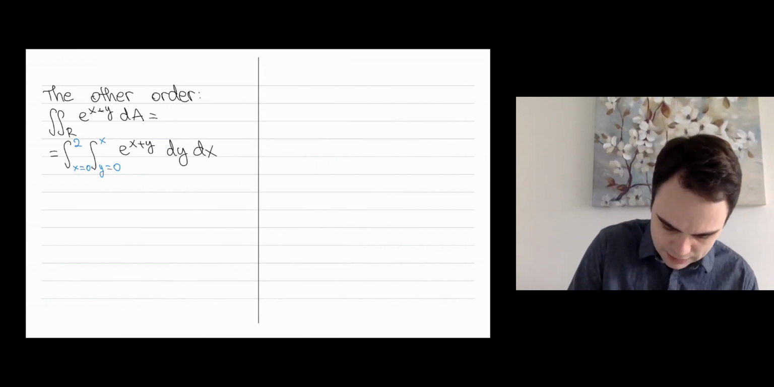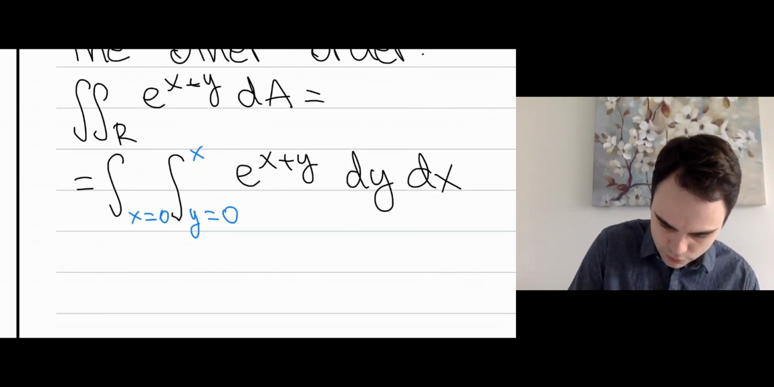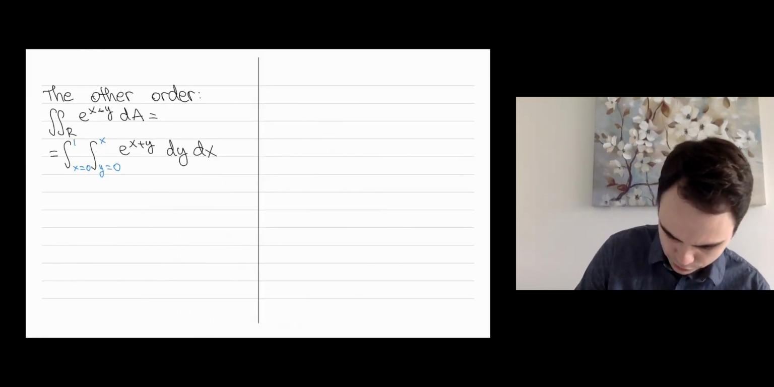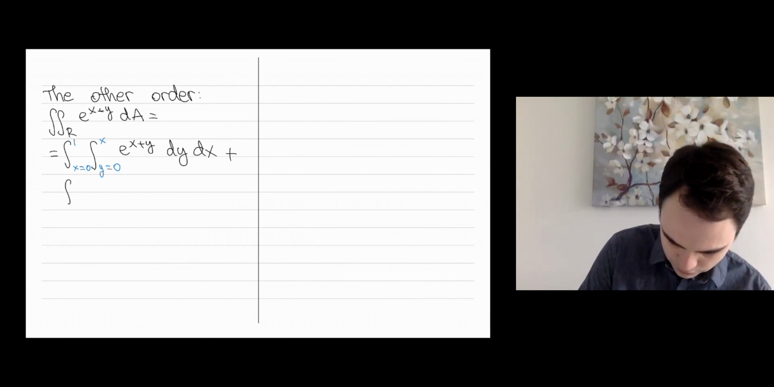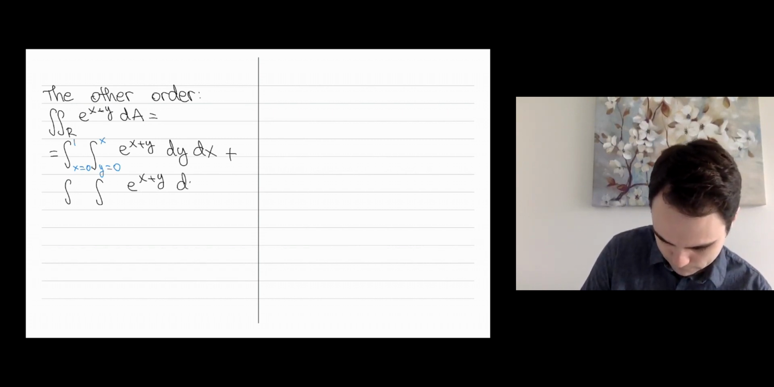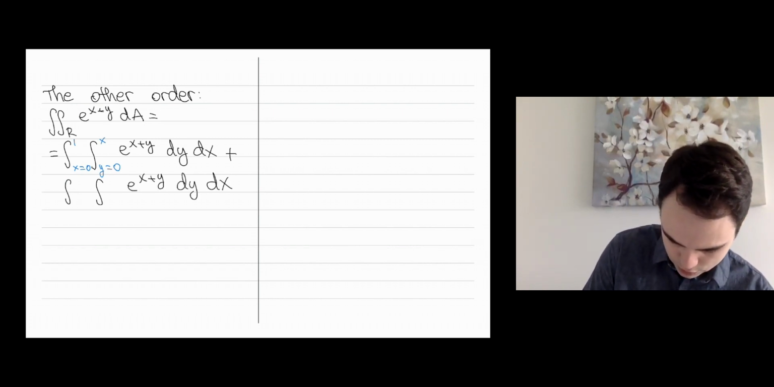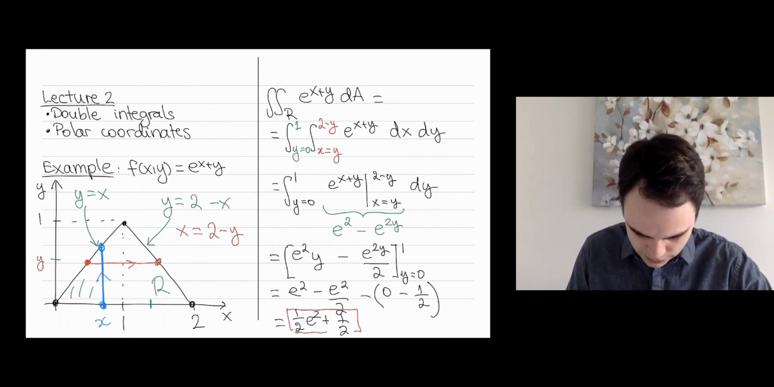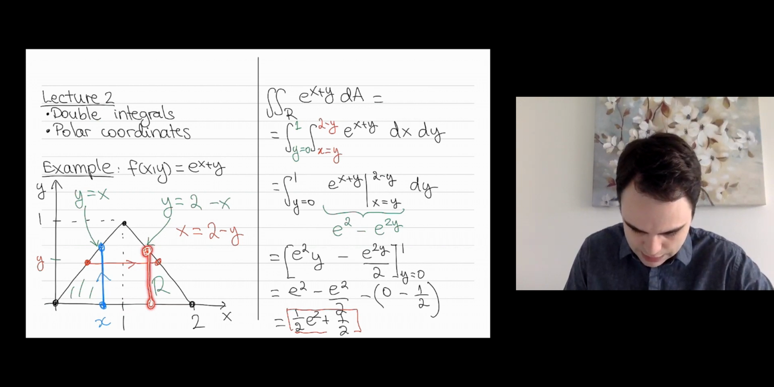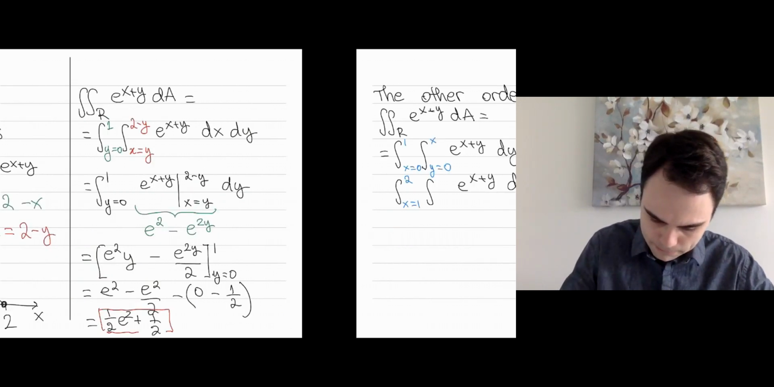So let's implement that. Let me break the x integral in two. So we have first the integral over the first half of the segment, and then another integral over the second half. So in the second half, x starts at 1 and stops at 2, and y starts at 0 and stops at 2 minus x.